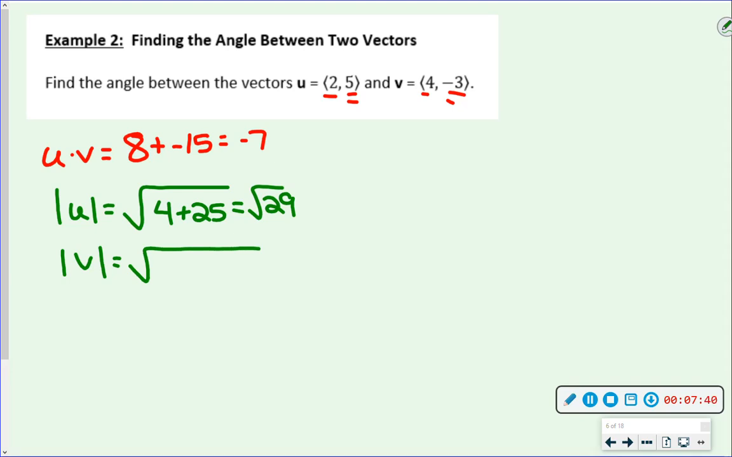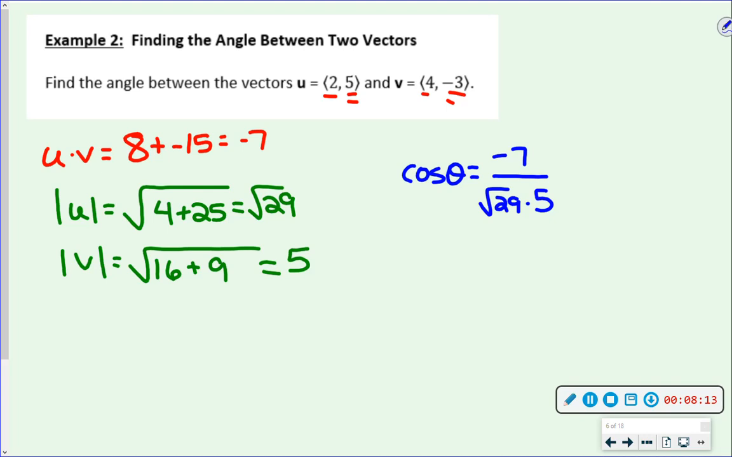All right, magnitude of v. So we're going to have 4 squared plus negative 3 squared, or 16 plus 9. Well, 16 plus 9, 25. That comes out nice. What's the square root of 25? 5. Now, to get our angle. So I've got all the calculations for the formula. I'm almost there to get the angle. So cos of theta. Remember, it's the dot product, which we already got, negative 7, over the magnitude of u times the magnitude of v.